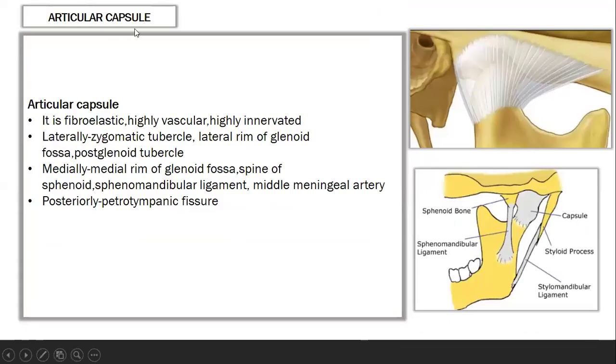Next one is the articular capsule. The articular capsule is a fibroelastic, highly vascular, highly innervated structure. Laterally it attaches to the zygomatic tubercle, lateral retroglenoid fossa and postglenoid tubercle, whereas medially it is attached to the medial retroglenoid fossa, spinosphenoid and sphenomandibular ligament. The middle meningeal artery is a structure present laterally and medially. Posteriorly, there is the petrotympanic fissure.